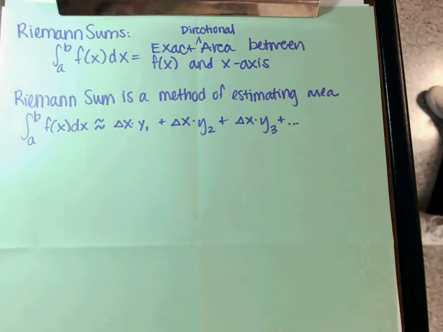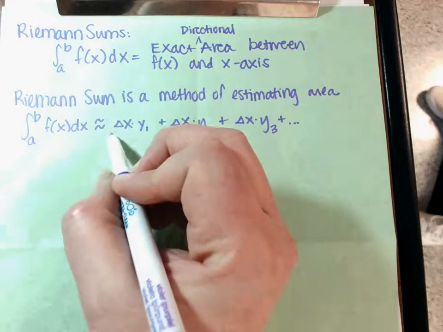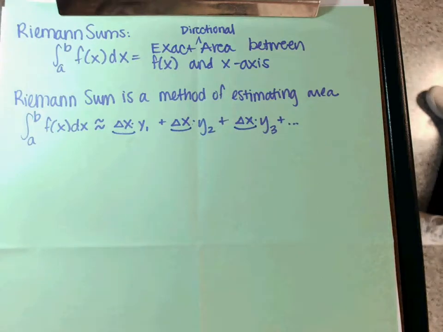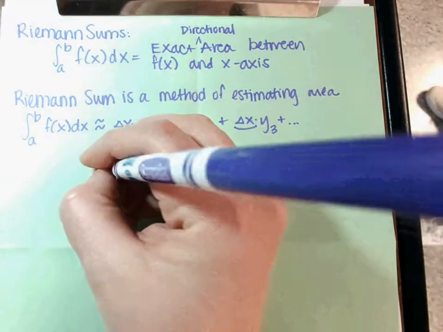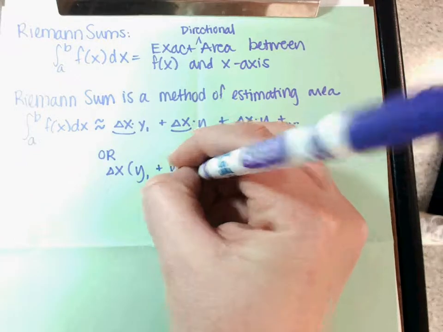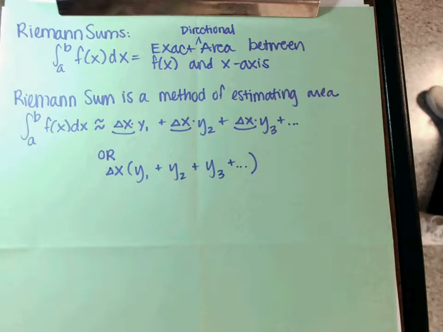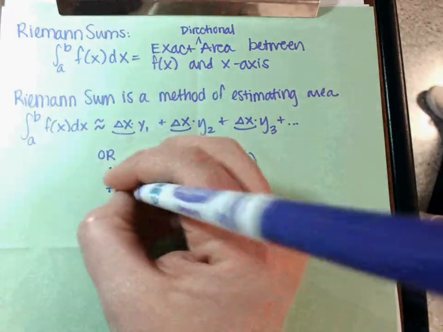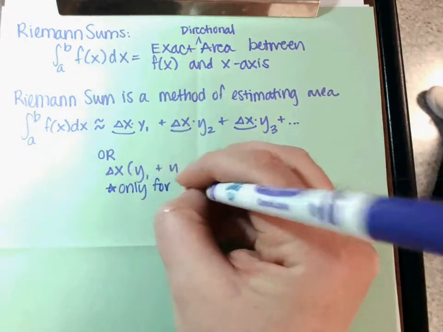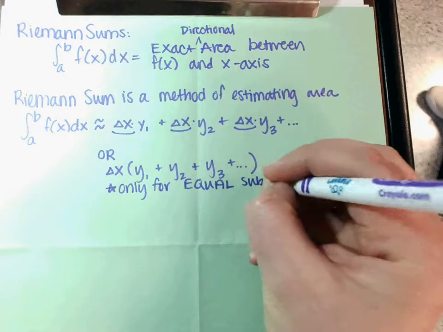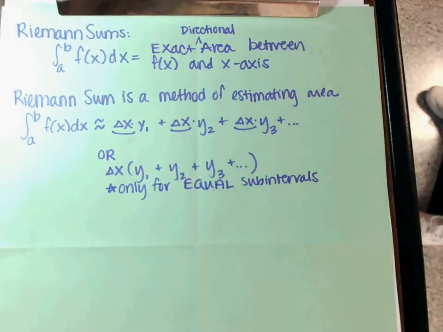But if they are equal subintervals, what are you allowed to do if all your delta x's are the same? Short version by doing what? If all these are the same, then I can GCF it out. Yes, perfect. Okay, so I'm going to put delta x in the front, times y1 plus y2 plus y3 plus dot dot dot. Now, is this the one where we double stuff? No. Okay, that's trapezoidal rule, which we'll get to in a second. Okay, and then I'm going to put a little star here, and I'm going to put only for equal subintervals. Okay?